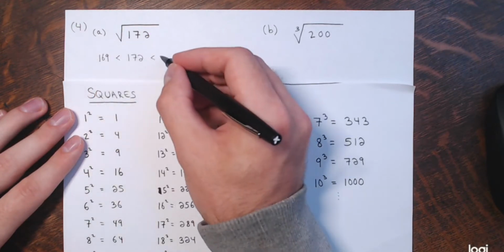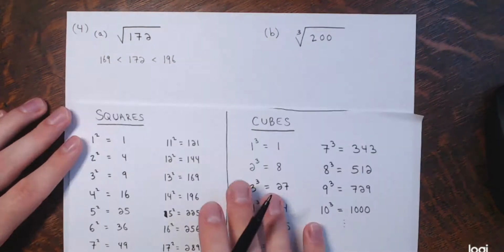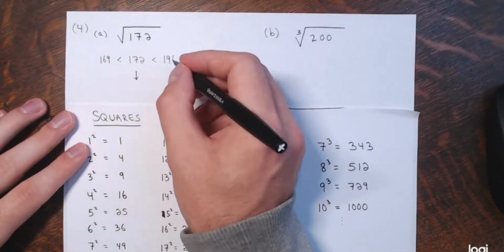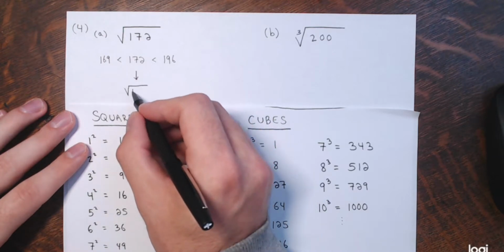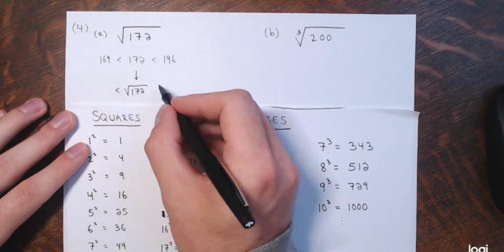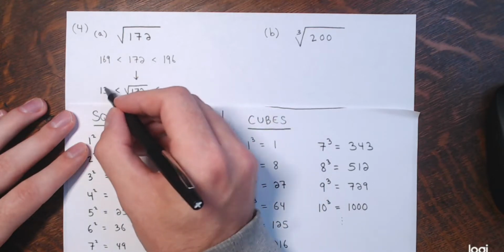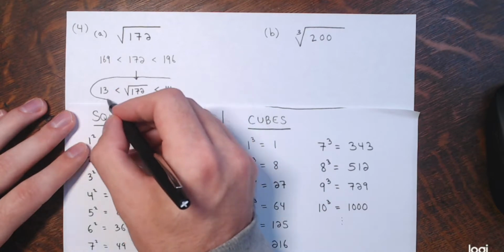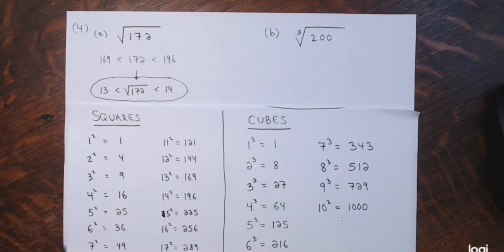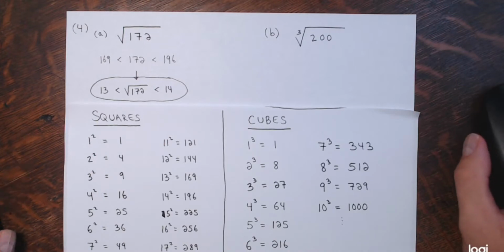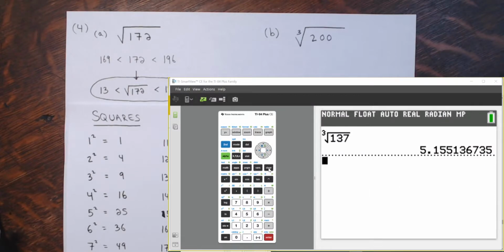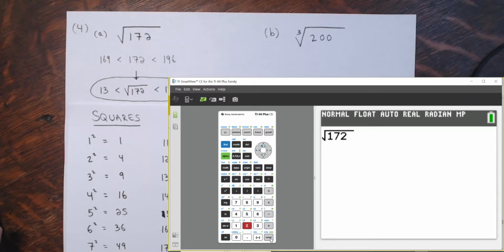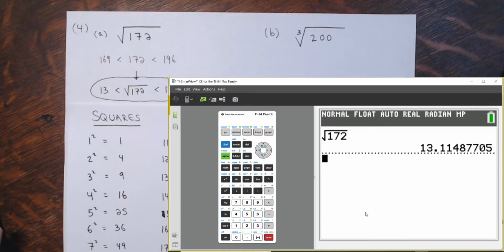So 172 falls between 169 and 196. And then looking at the squares, the same comparison can be made with the square roots of all these numbers, right? So the square root of 172 falls between 13 and 14. Right, and then let's double check that. I'm going to enter the square root of 172, and you'll see it is indeed between 13 and 14. Right, so the square root of 172, 13.114, blah, blah, blah, right? Between 13 and 14.